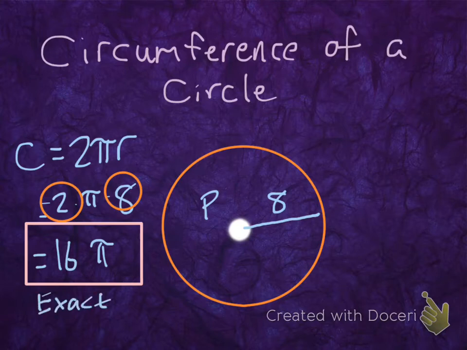If I ask you to round it to the nearest hundredth or tenth or whatever it is, then you would need to type that into your calculator. So you do 16 times, and then hopefully you have a pi button there, 16 times pi, and that's how you would round it. But if you notice, what's 16?